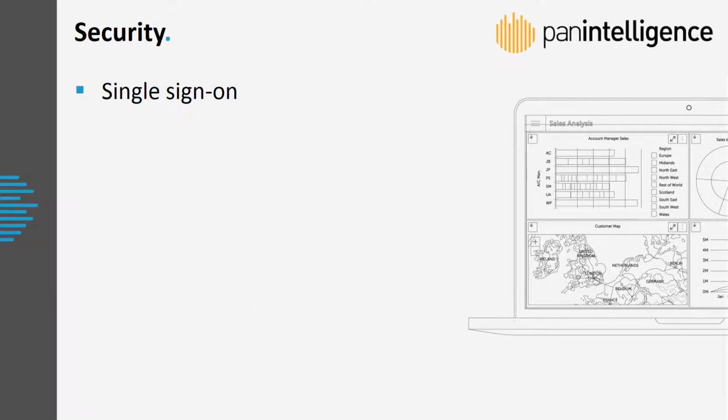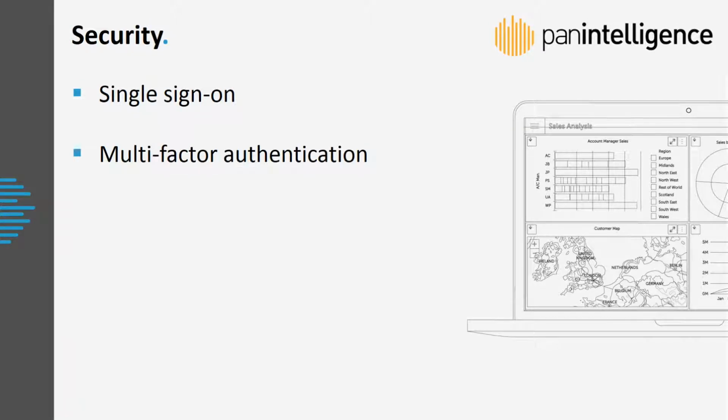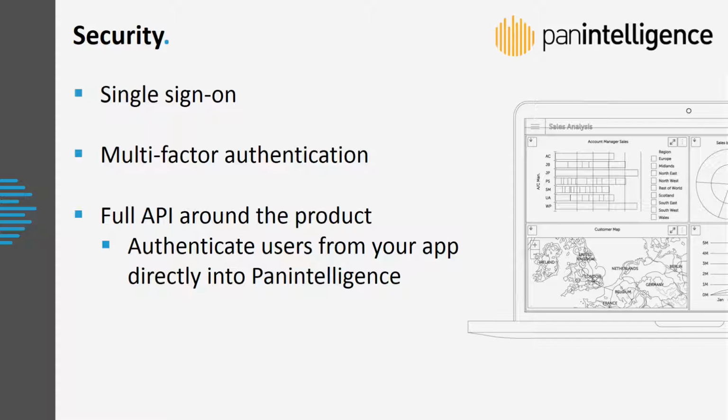User security is a major feature within Panintelligence and sets us apart from a lot of the competing technologies in the marketplace. We can support different types of role-based security permissions, which I'll show you shortly, but we also support single sign-on, multi-factor authentication, and we have a full API around our product so we can authenticate users from your application directly into Panintelligence, whether it sits alongside and/or is embedded within your application.